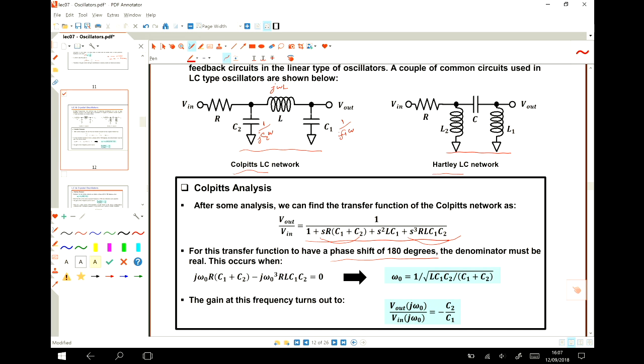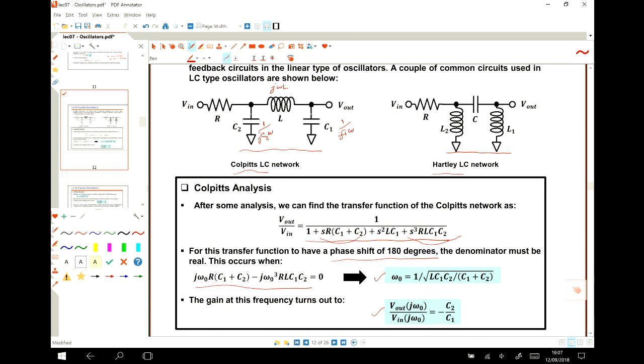So it should not have an imaginary part. There should not be any imaginary section in this formula. Then we can say that the phase is 180 degrees or 0 degrees, and then based on that we can select. So based on this, we find that omega naught equals this, and replacing this omega naught, we see that the gain of this system is minus C2 over C1.